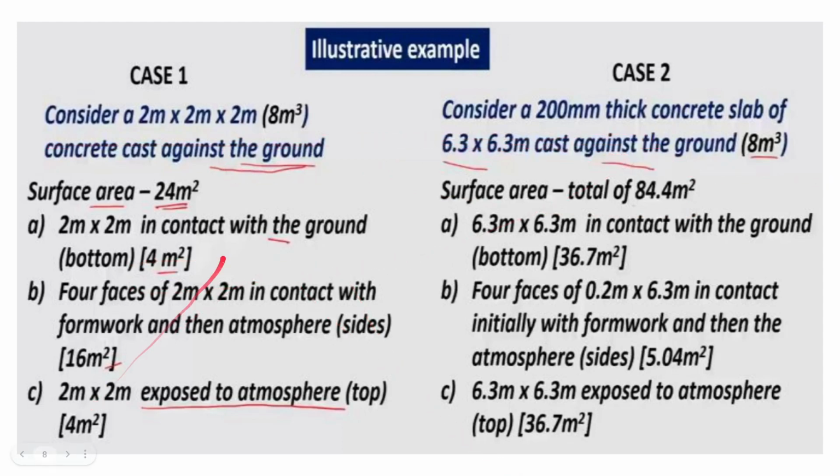And if we want to specify further, there is one surface at the bottom of 4 meter square, one exposed to the atmosphere of 4, and the sides have formwork and atmosphere contact of 16 meter square. In the slab, the top and bottom have the maximum, 36.7 meter square each, while the four side faces in contact with formwork and atmosphere have just 5.04 meter square. So we find that it is almost 9 times more, so the amount of heat that is liberated will also be 9 times more.